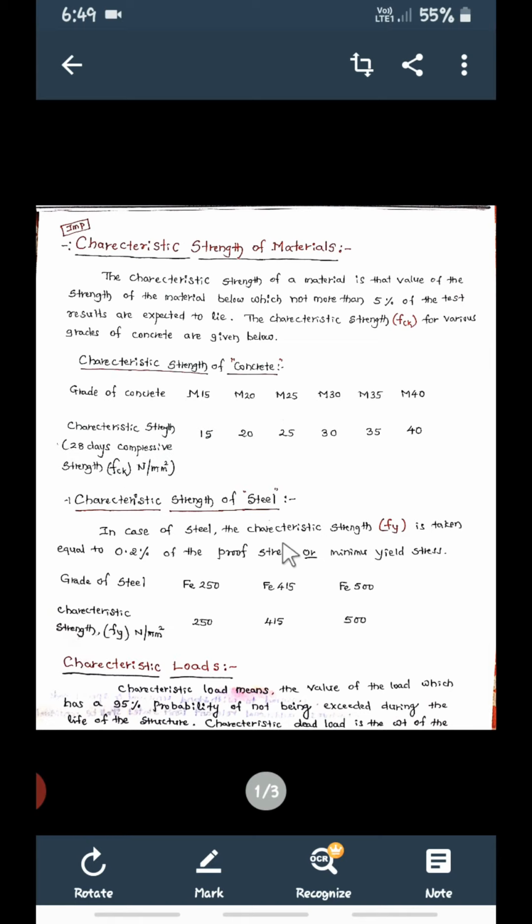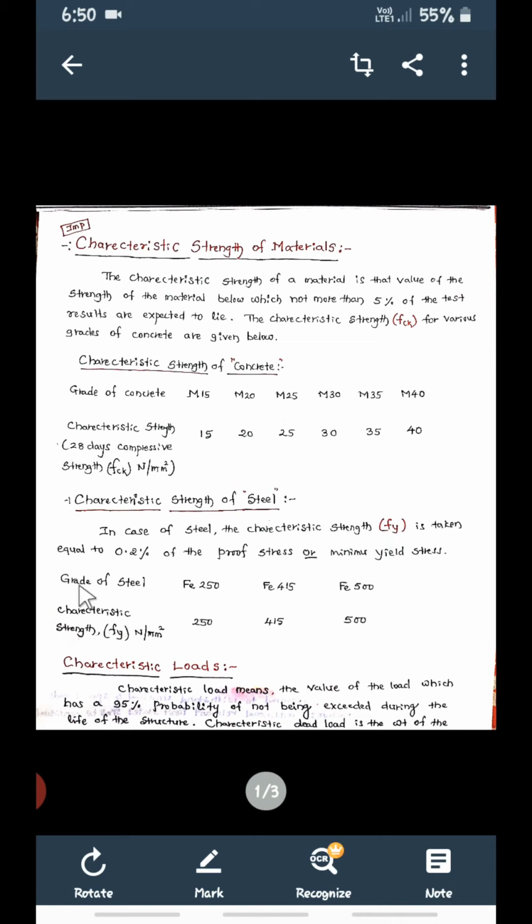In case of steel, the characteristic strength fy is taken equal to 0.2% proof stress. There will be a proof stress, and the 0.2% proof stress, or the minimum yield stress, will be considered as the characteristic strength of steel. It is indicated as fy.